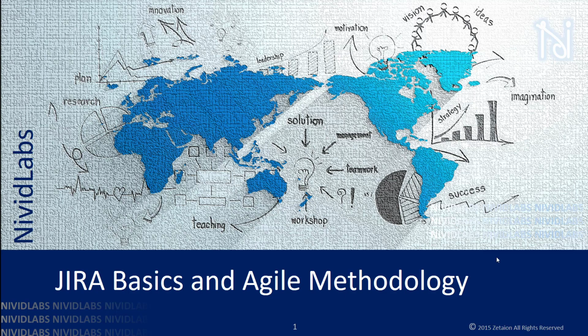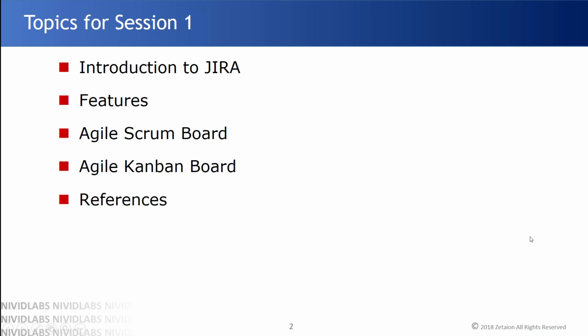Today we are learning JIRA basics and also how Agile methodologies work in JIRA. Let's jump on to the topics. In today's session we will be covering an introduction to JIRA, what features it has, and what a board is, a dashboard basically provided by JIRA, the two basic boards, Scrum and Kanban. And also I'll give some references.